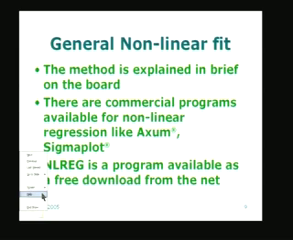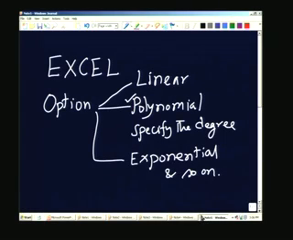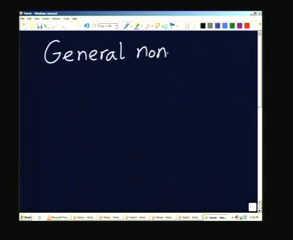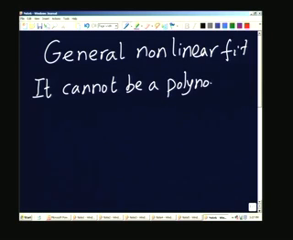Let me just go to the board and try to look at some of these. So the general nonlinear problem, let me just take general nonlinear fit. It is an expression which cannot be written in a form which resembles the quadratic or cubic and so on. It is not a polynomial, because if it is a polynomial, there is no need to worry about the general procedure. Let me just give one or two simple examples.